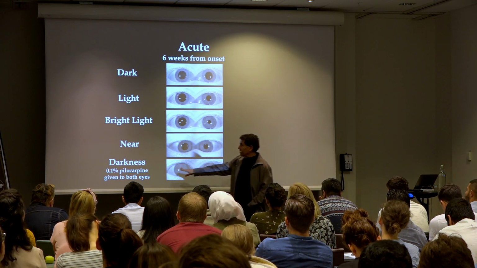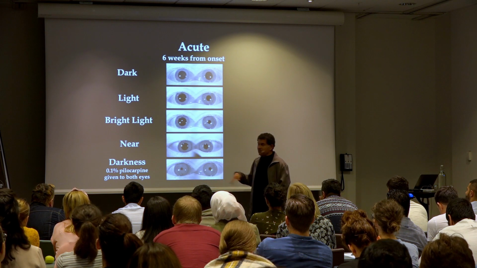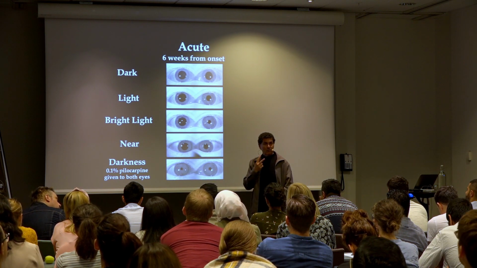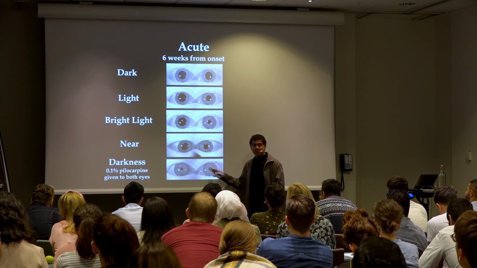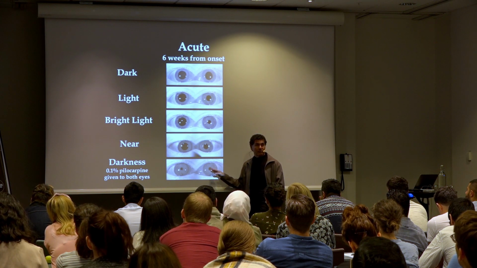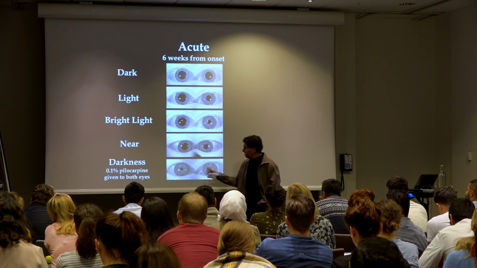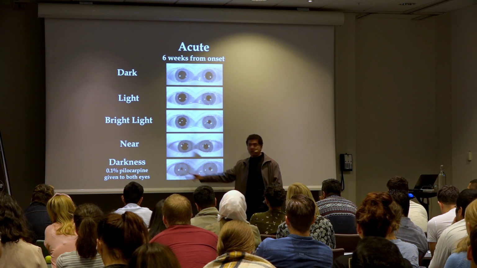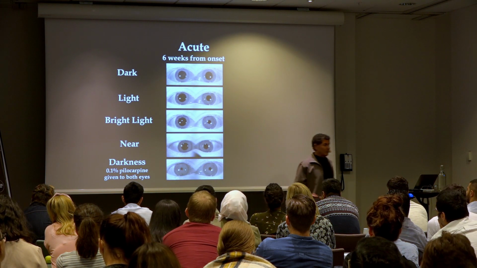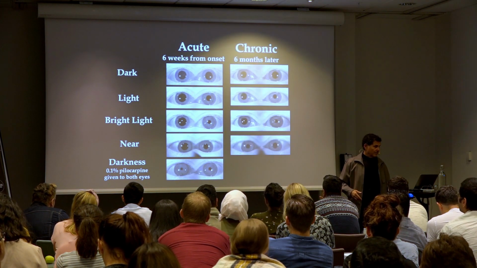And then if you give 1/10% pilocarpine to both eyes, when you do a test like that, you always give it to both eyes, because even a normal pupil can respond to a low-dose pilocarpine. But you're looking for an asymmetry, so it reacted more on this side. So there's some supersensitivity.